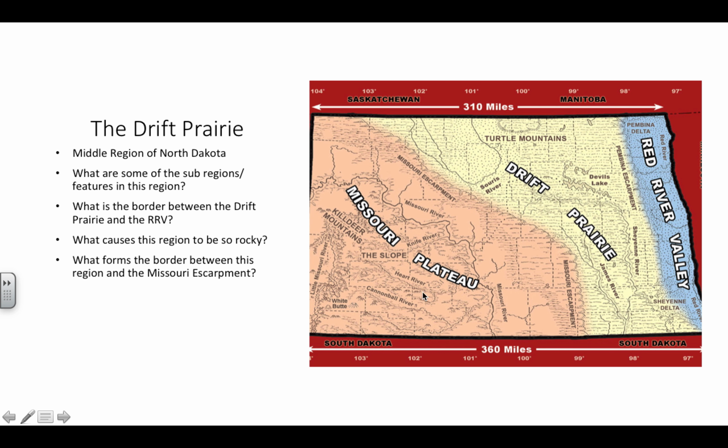The last thing on here, what forms the border between the Drift Prairie and the Missouri Plateau? It's the Missouri Escarpment. Again, this is your big, sharp rise in land. And like I said, if you go to Bismarck, you'll really see it. Somewhere around the Steele area, if you've ever noticed the sign, Steele is the town on our interstate, I-94, that has the fancy coffee shop right on the interstate. Just west of Steele, you can really see that Missouri Escarpment. So like I said, if you go to Bismarck, please notice that.